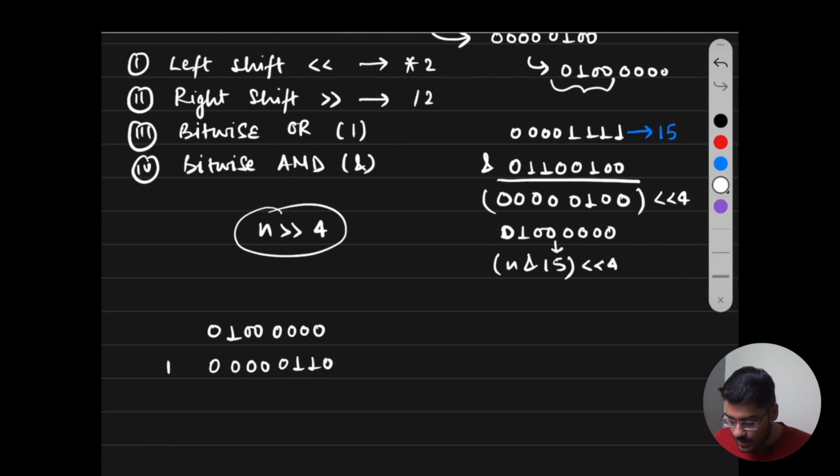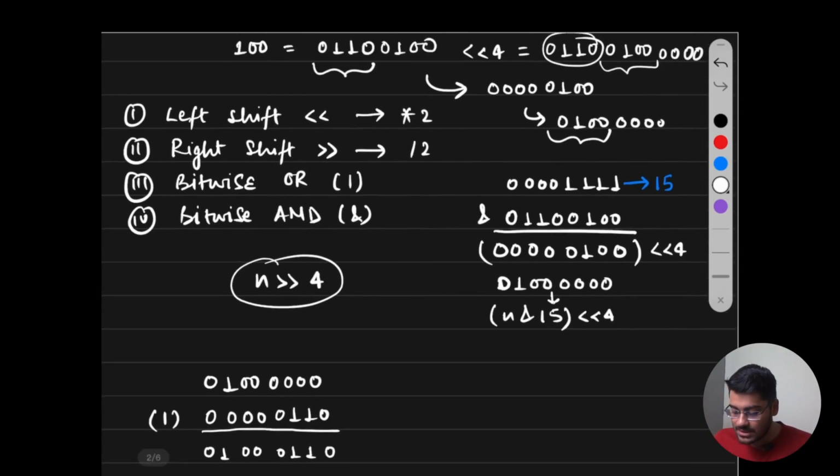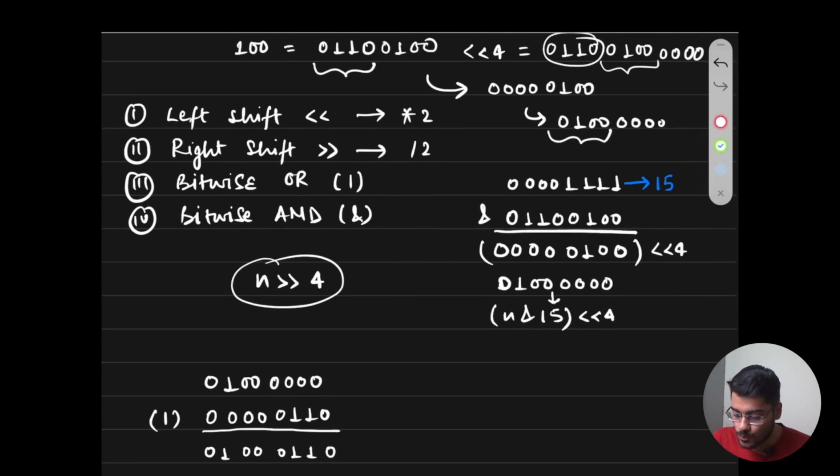Now if we do a bitwise OR of these two, what will happen? If any bit was set in either number, it will be set in the output as well, right? So this will change to 0, this will change to 1 1 0, and 0 0 1 0. And isn't this the output? The first 4 bits have shifted to the back and the last 4 bits have shifted to the front, right? This is what we wanted.